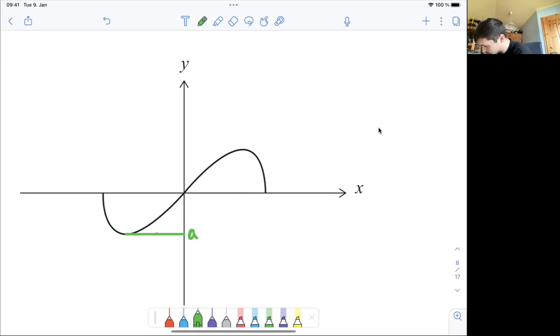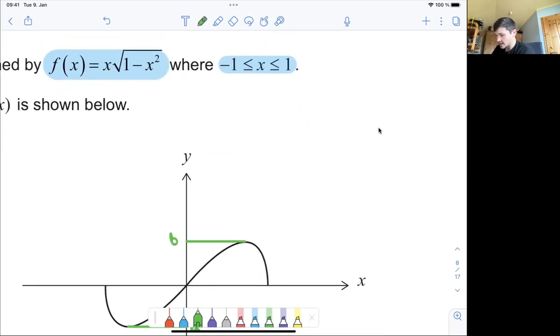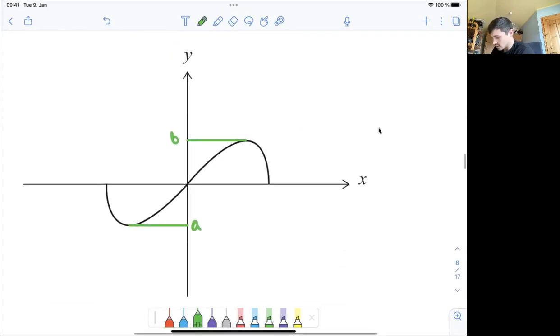And also this maximum value, let's go up here, this maximum value is going to have to be equal to b. Now we're also told that the graph of f here lies between -1 and +1. So we can note that this must be -1 over here and this must be +1 over here. The corresponding x values for this minimum here and the maximum here will have to be, the absolute value of that will have to be less than 1.